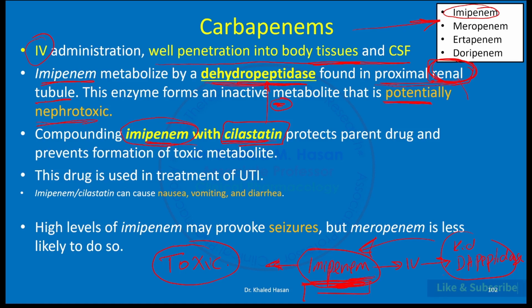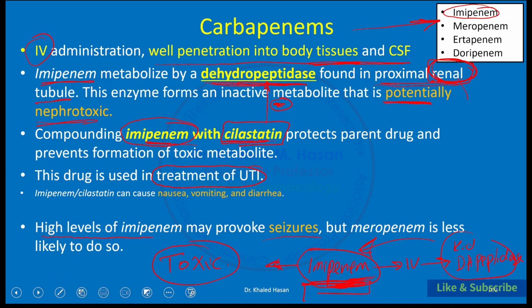Imipenem is used for patients suffering from urinary tract infections. Some patients may suffer from nausea, vomiting, and diarrhea. When you prescribe high doses and achieve a high level of imipenem in the blood, this may cause seizure. So for imipenem we have two drawbacks, two negative points. Number one, I will repeat it.